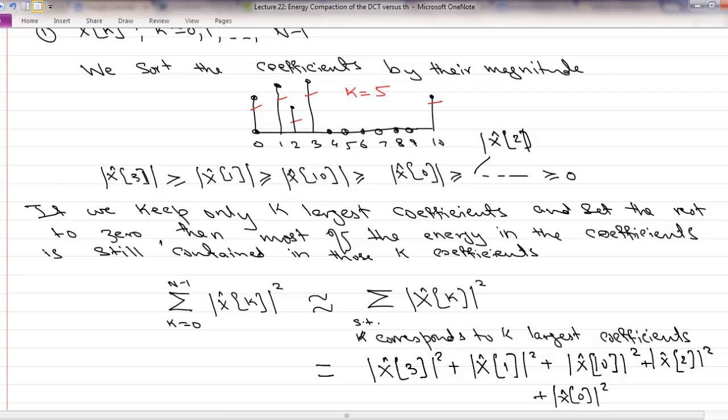And the advantages of that are manifold. You can use them for compression, for example. Think of it this way: in this example, there were 11 coefficients, but you only need to store 5 of them, rather than storing 11 of them. And that is enough for you to recover everything. So compression is an immediate area where compressibility or energy compaction comes into play.